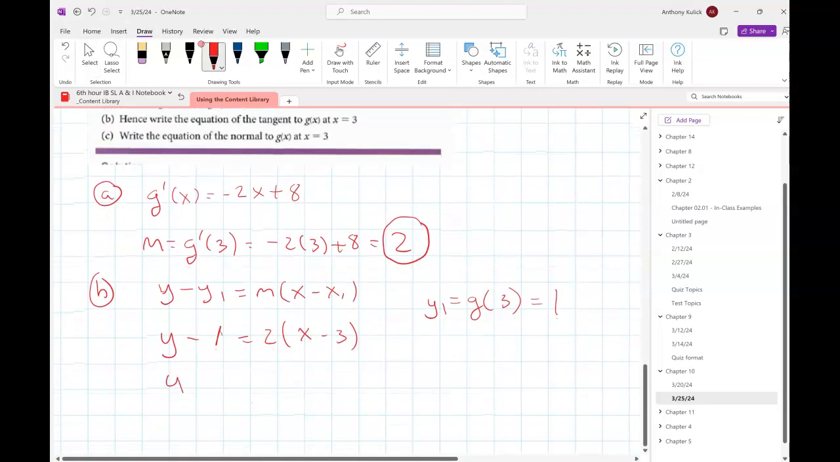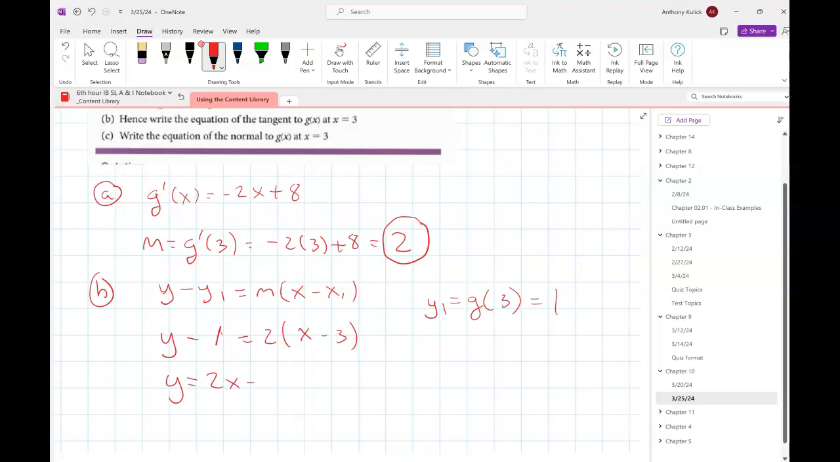So if I distribute through the 2, I have 2x minus 6, and when I add 1 to both sides, I get 2x minus 5. Everybody okay with that?